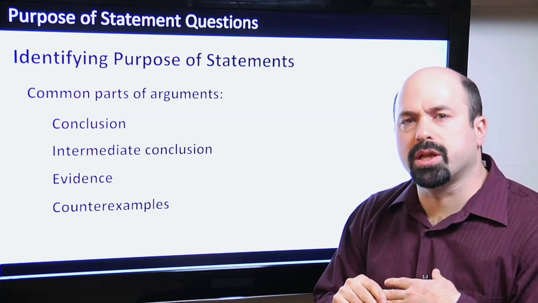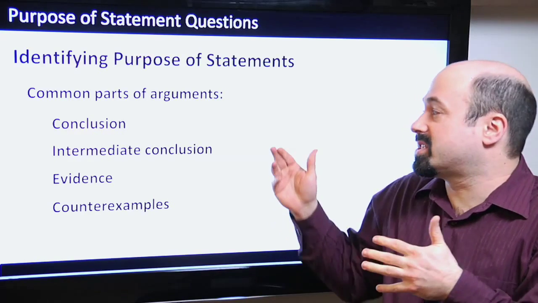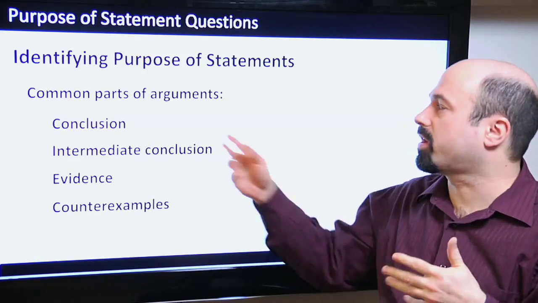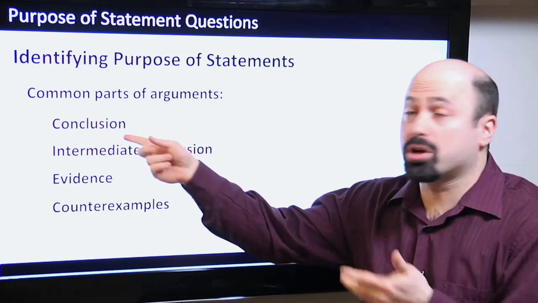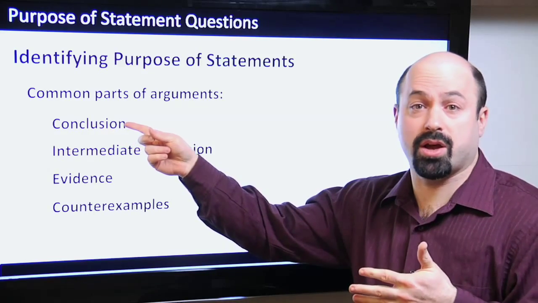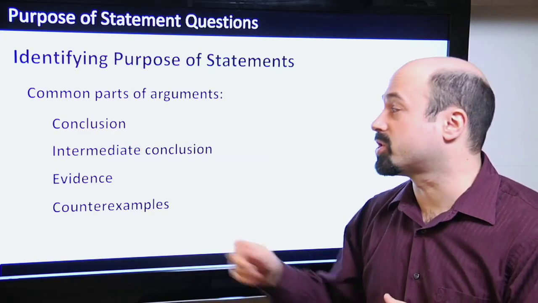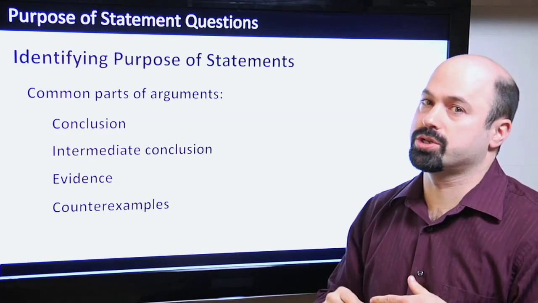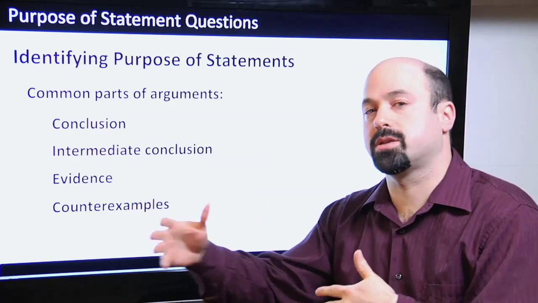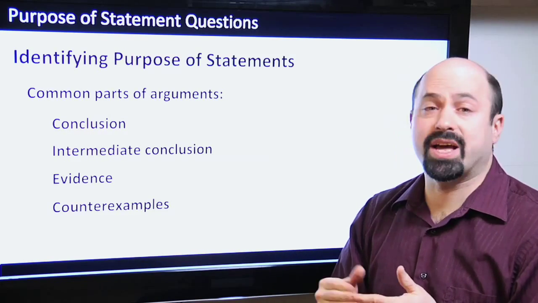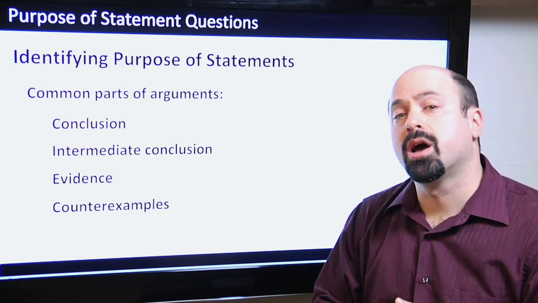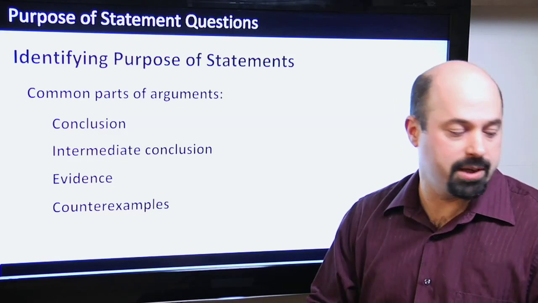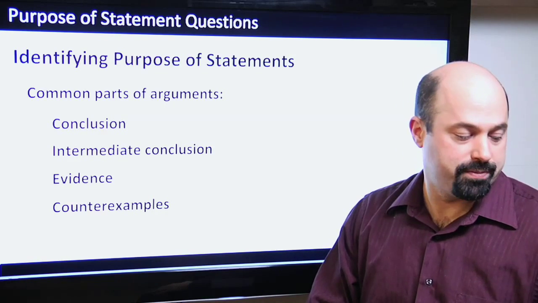And typically, the role of the statement is going to be one of these, one of the common parts of an argument. The role of it could be the conclusion. The statement that you have to evaluate could be the conclusion of the argument, or it could be an intermediate conclusion, a conclusion reached along the way to the main conclusion. That statement could also be evidence, or it could be a counterexample. These are some common roles that the statements can play. Now let's look at an example.